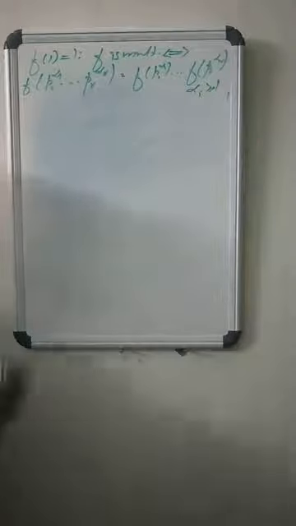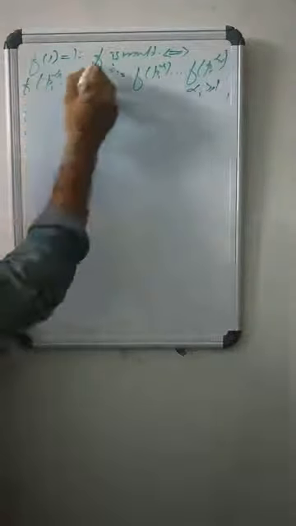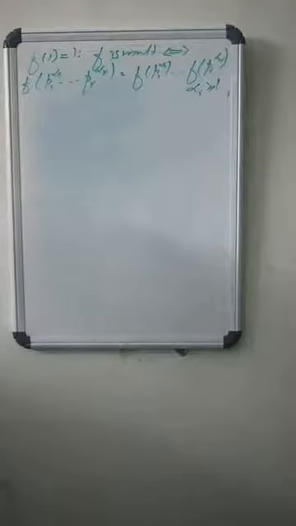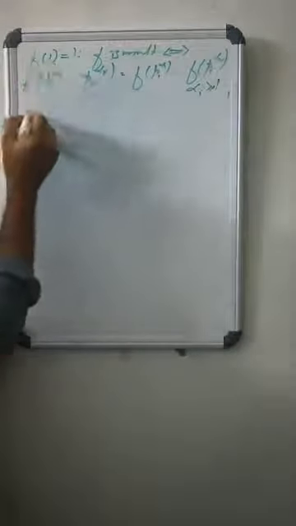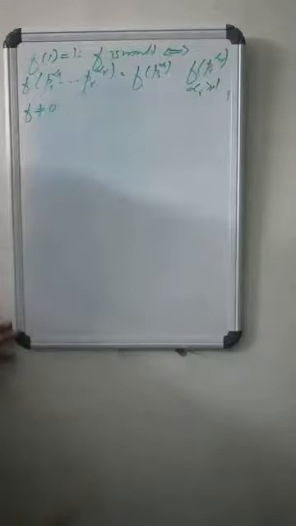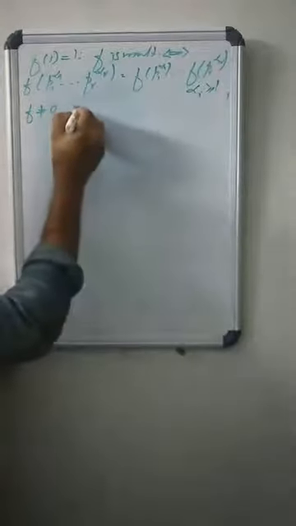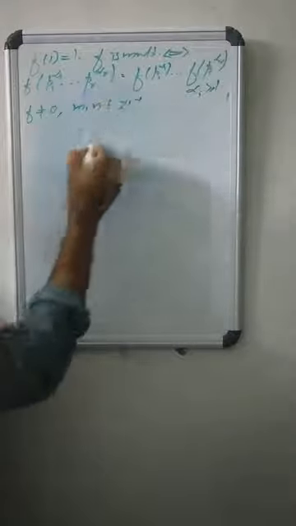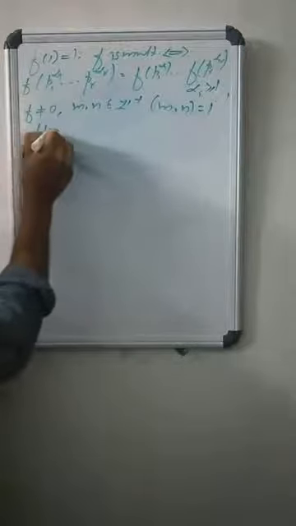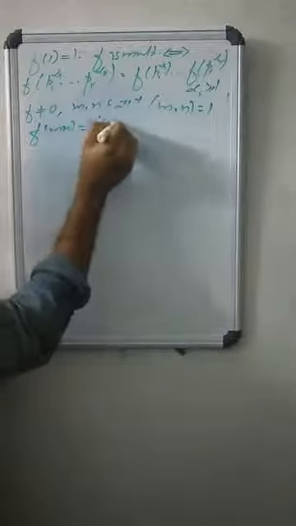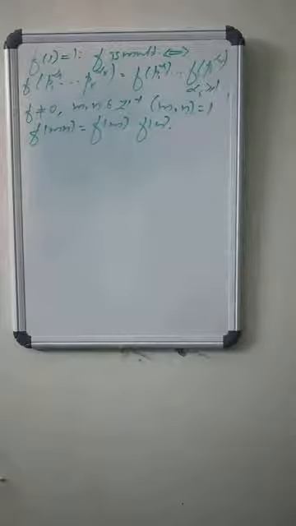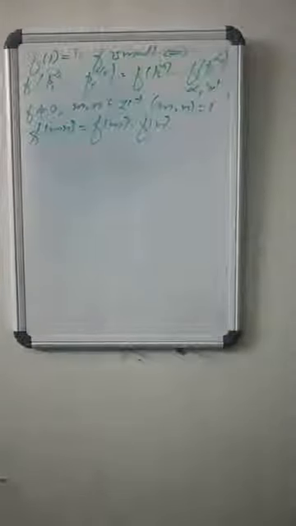First, given that f of 1 equals 1 and f is multiplicative, we know that f is clearly not identically equal to 0. And for any two positive integers m and n that are relatively prime, since f is multiplicative, by definition f of mn equals f of m into f of n.